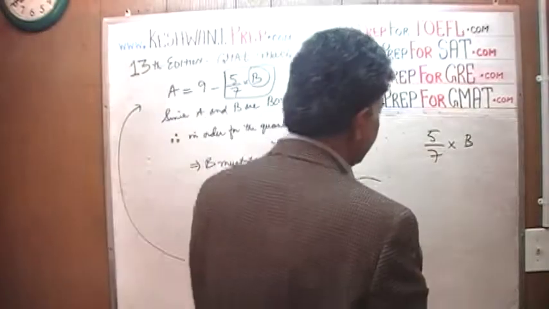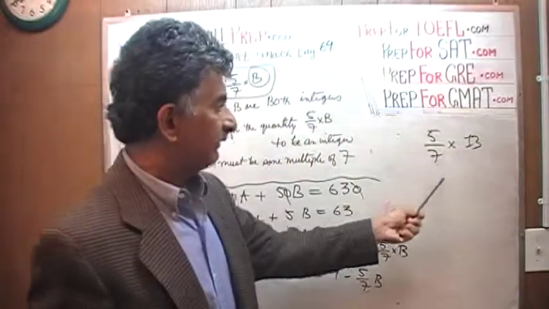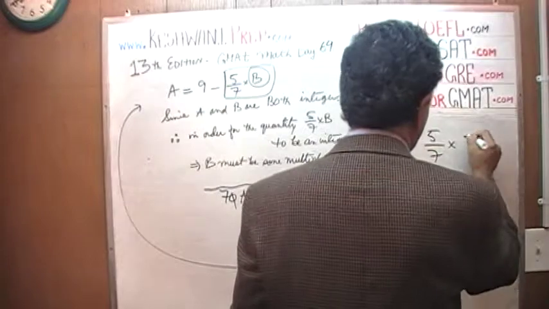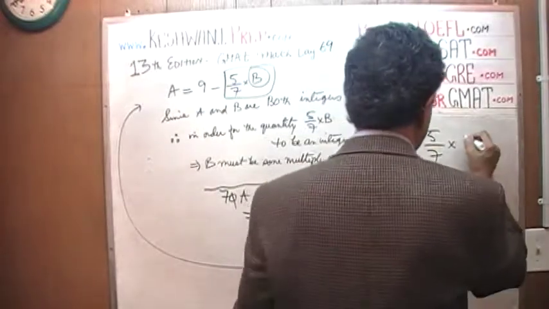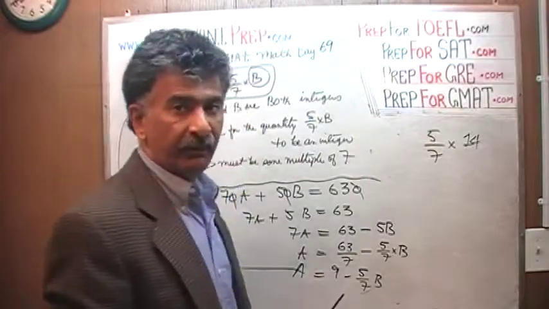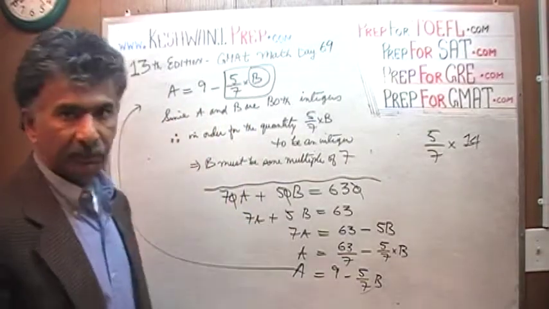So B cannot be 13, because then we cannot divide 13 by 7. We cannot divide 5 by 7. B can be 7. 7 divided by 7. B can be 14. We can divide 14 by 7. B can be any multiple of 7, but it has to be a multiple of 7. B must be some multiple of 7.